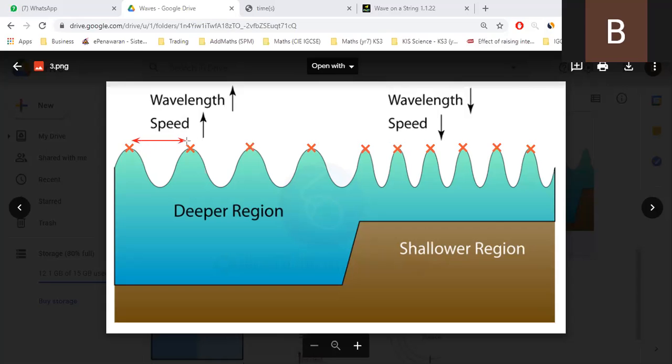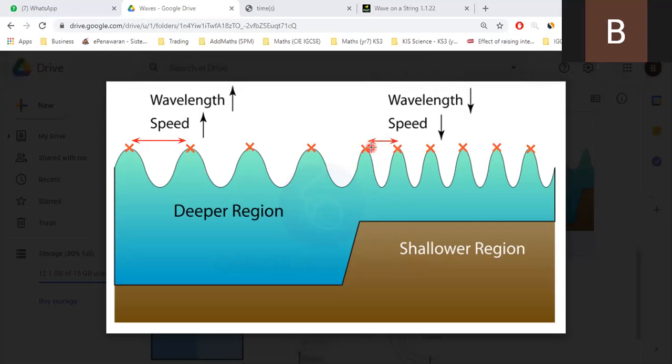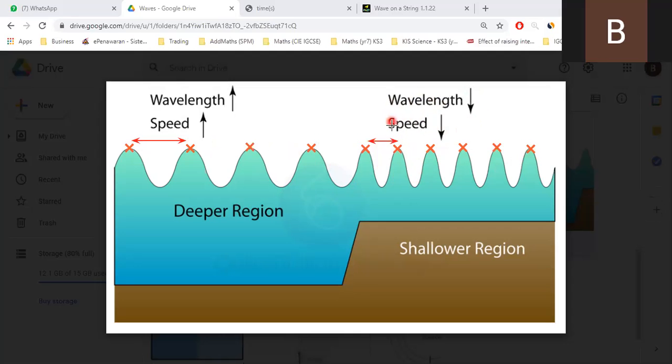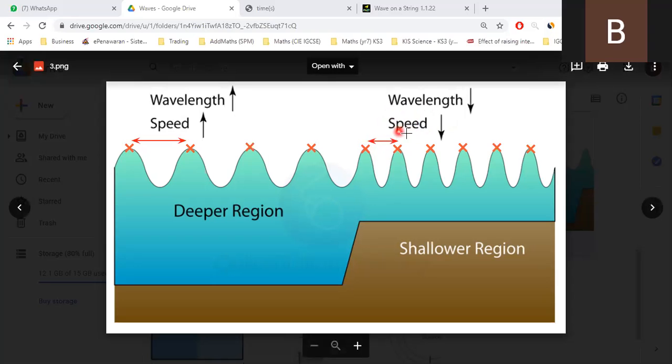You will notice that in the deeper region, the wavelength of the waves will be bigger, longer than the wavelength of the waves in the shallower region here. As soon as the water waves enter the shallower region, the wavelength will immediately decrease. So you'll see here it's shorter, it's shorter. So what does it mean? The wavelength decreases, and alongside the wavelength, the speed of the wave will also decrease.